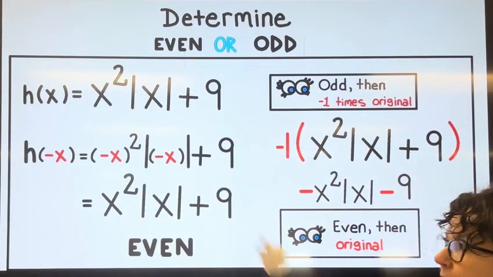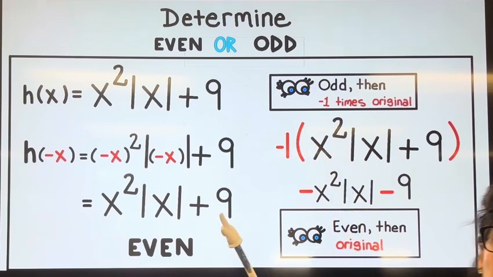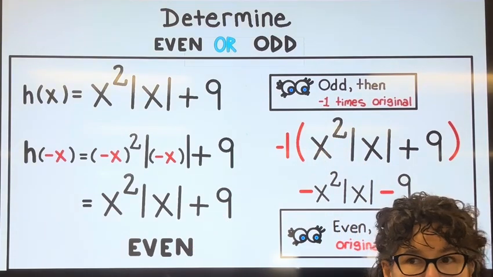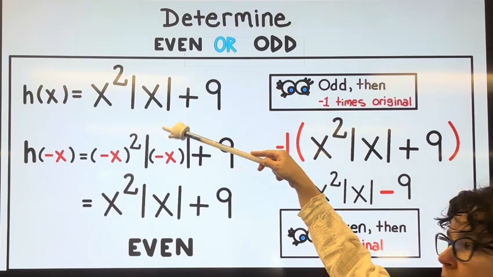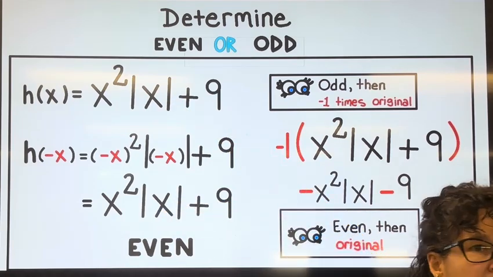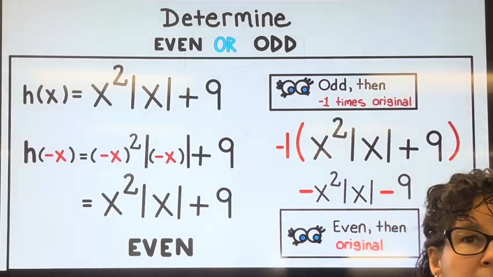But one more time, it's kind of nice off to the side to multiply your original function by -1 and simplify, so you know what you're looking for when you simplify after replacing the x with a negative x.